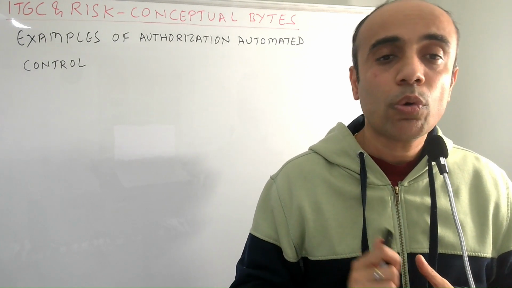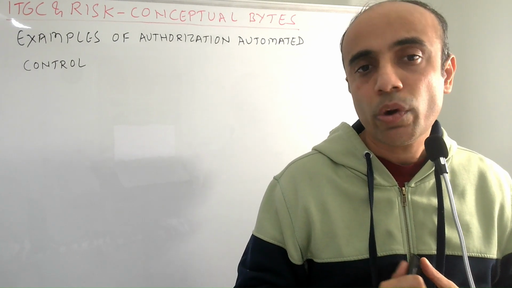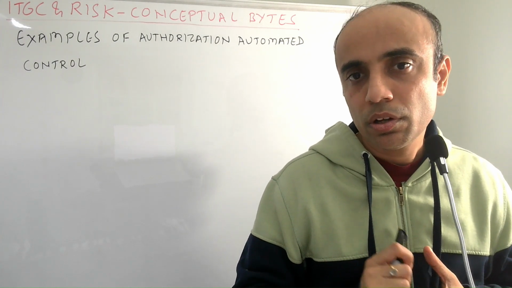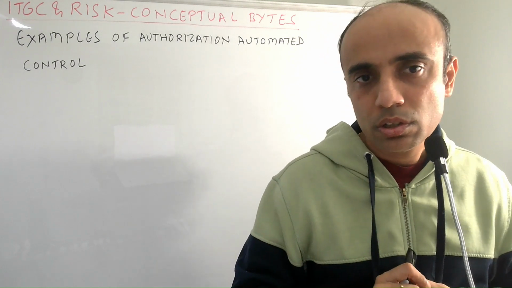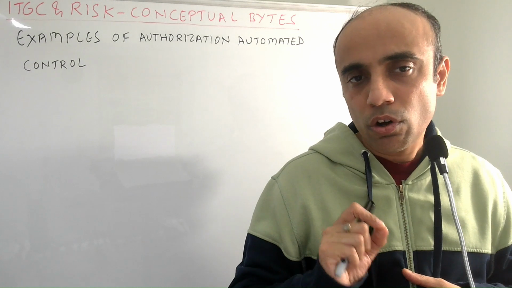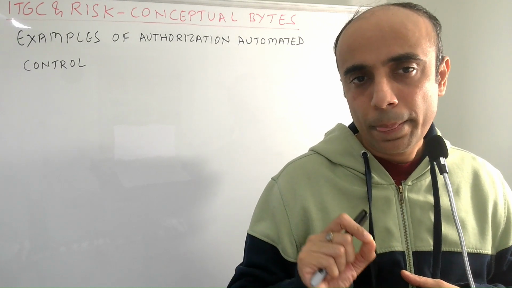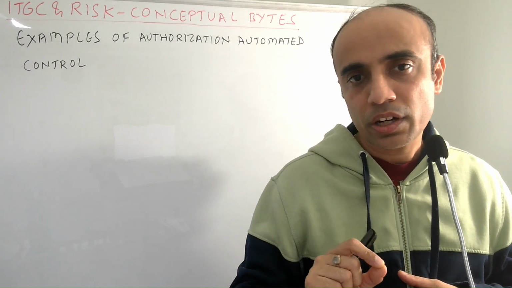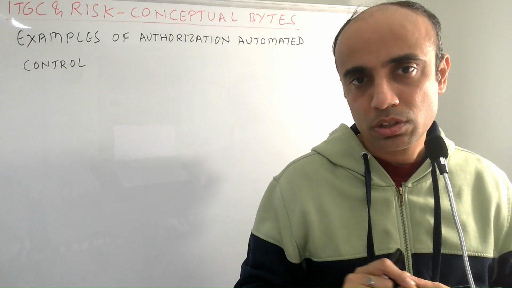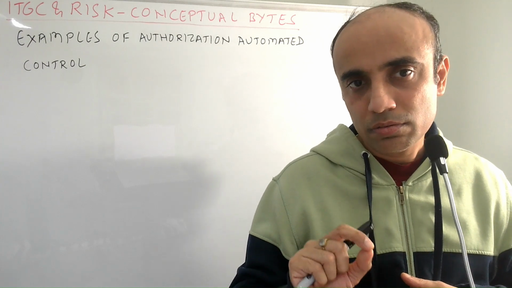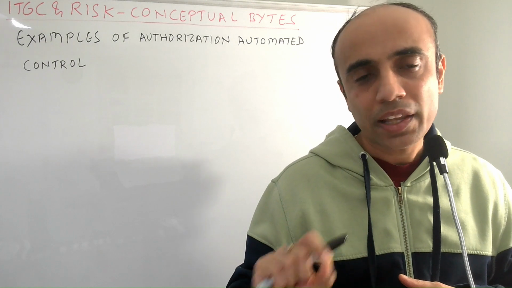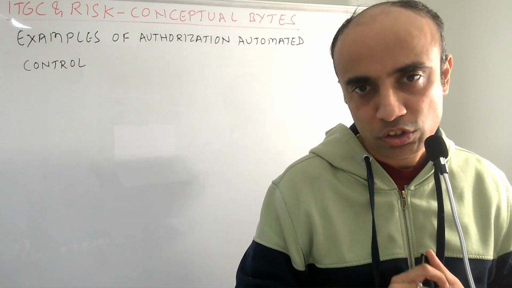Next, a payroll application requiring approval from HR and finance managers before payroll is processed. Another simple example of authorization automated control where approval from HR and finance manager is required before payroll is processed. That enforcement of approval in an automated way by the application is an example of authorization automated control.